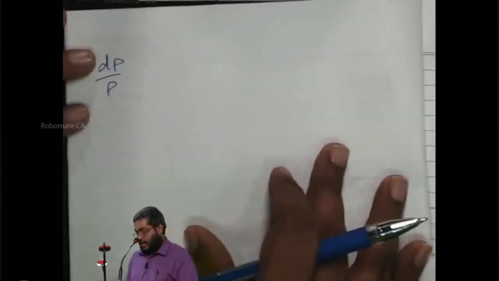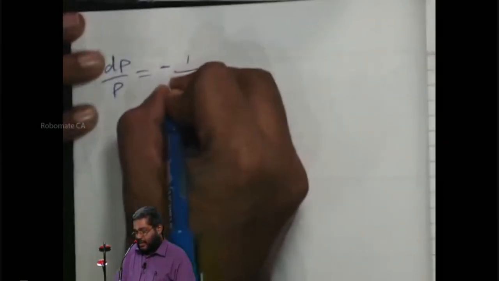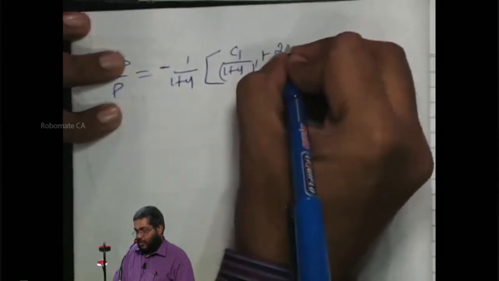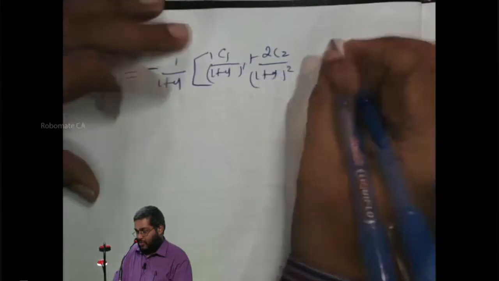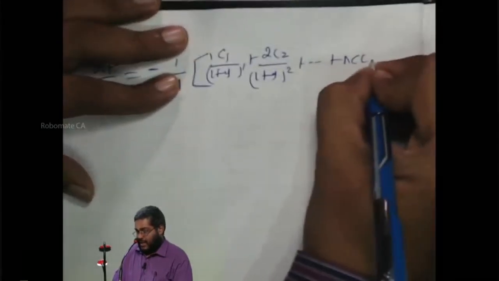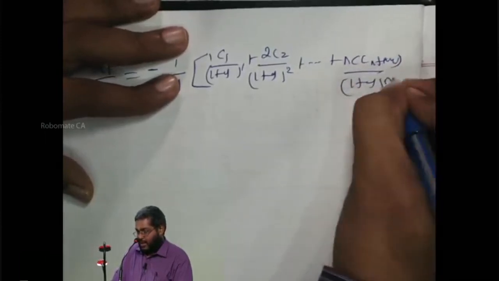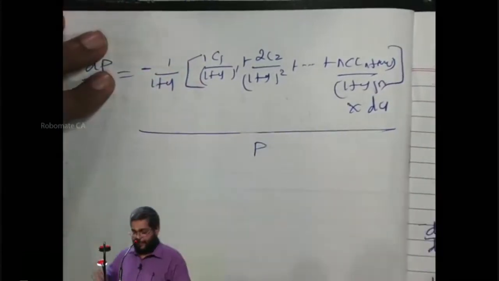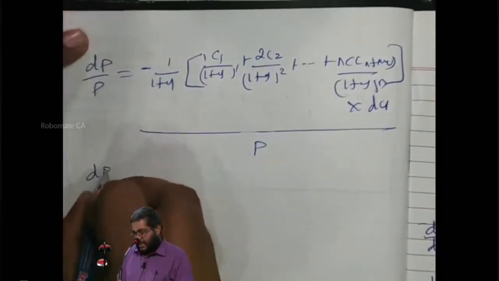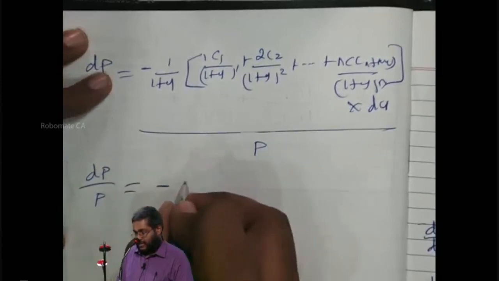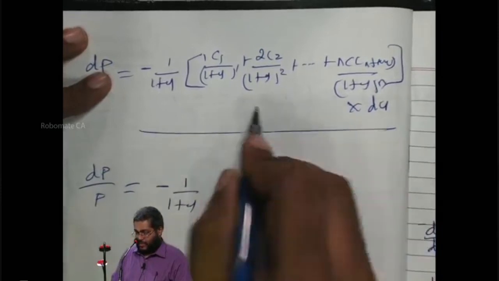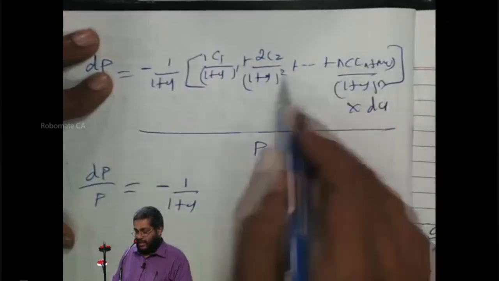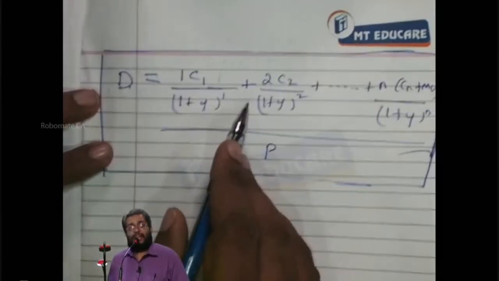In that case, if you all remember, tell me what is the right hand side here? Minus 1 by 1 plus y into c1 by 1 plus y power 1 plus 2c2 by 1 plus y power 2 plus ncn plus maturity value divided by 1 plus y power n, into dy, whole divided by p. Right or not? See, I can say it like this. dp by p is equal to minus 1 by 1 plus y. Now tell me, this entire term divided by p, 1c1 by 1 plus y plus 2c2 by 1 plus y squared, everything divided by what? P is what we wrote here as duration. Right or not?